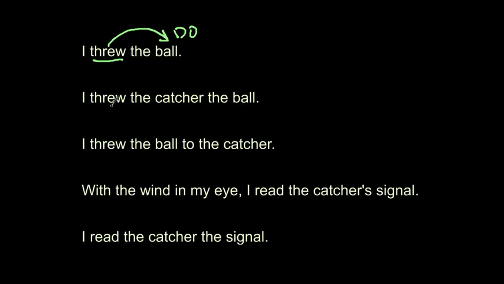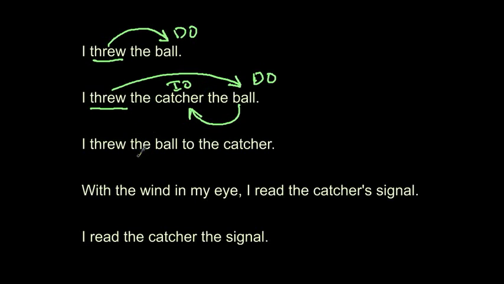I threw the catcher the ball. So threw, again, is the action verb. And what did I throw? Did I throw the catcher or did I throw the ball? I threw the ball. Now, that makes that the direct object. It receives the action of throwing. And then we have this noun in between the verb and the direct object. And I can answer the question, to whom or for whom was this action done? It was done to the catcher. So the catcher is the indirect object.